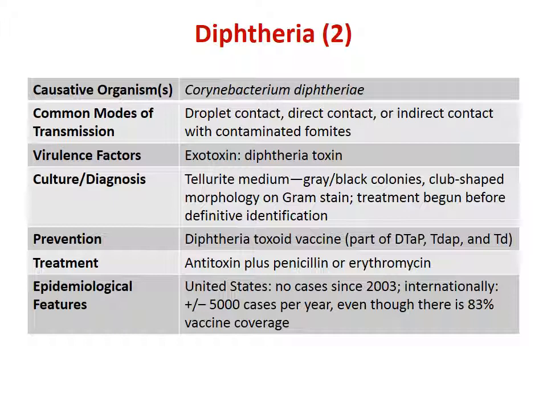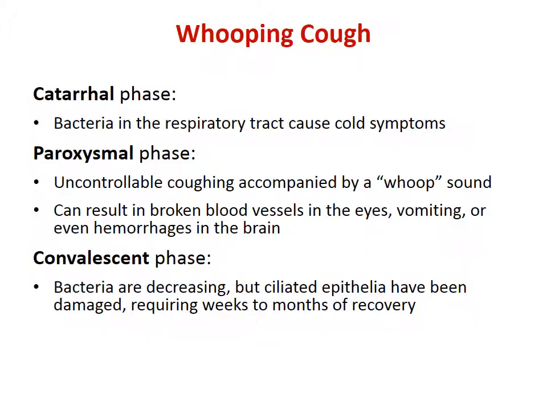So diphtheria summary sheet listed here. So let's move on to another common respiratory pathogen known as whooping cough. The whooping cough is caused by Bordetella pertussis, which again has a characteristic kind of path in terms of how it works. We have the catarrhal phase, which again the bacteria in the respiratory tract causes basic, simple cold symptoms. But then we have our paroxysmal phase, which is uncontrolled coughing, resulting in a whooping sound.